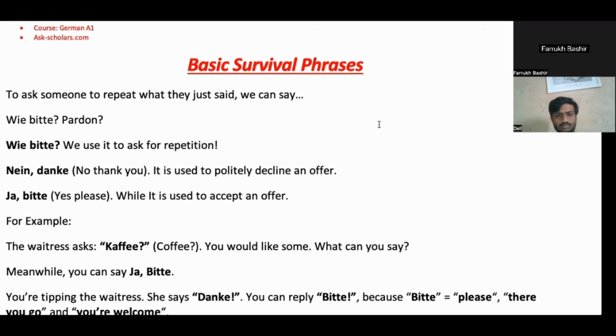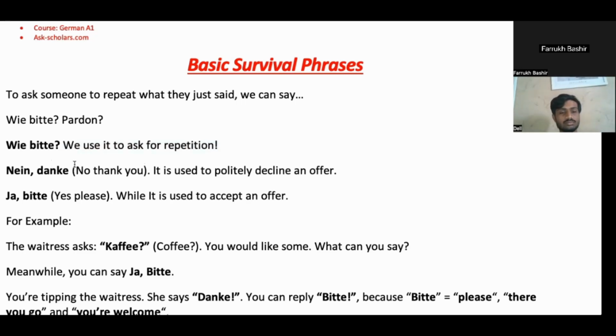basic survival phrases. This means when you don't understand anything and you want the other person to repeat it, you can use "Wie bitte?" Pardon. It means you are asking for repetition, I don't know what you have said. Literally, we can translate it as "how please." Basically, we use it when we want someone to repeat what he has said.